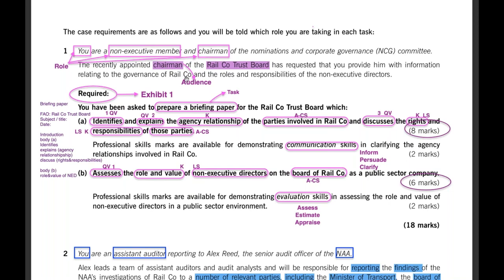What happened is that they have a recently appointed chairman of this particular trust board. I've already asked you who you are. You are the non-executive member, chairman of the nomination committee, and he is asking you to provide him information relating to the governance of Railco and the roles and responsibilities of the non-executive directors. So basically, when you look at the question, this is what you may need to do.